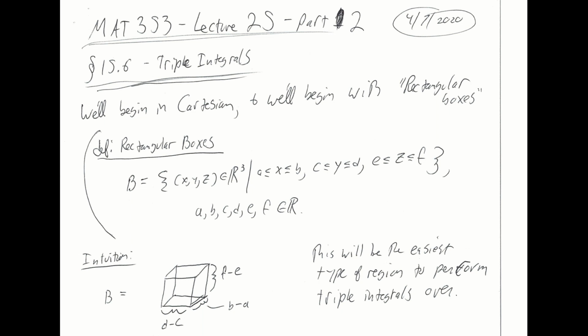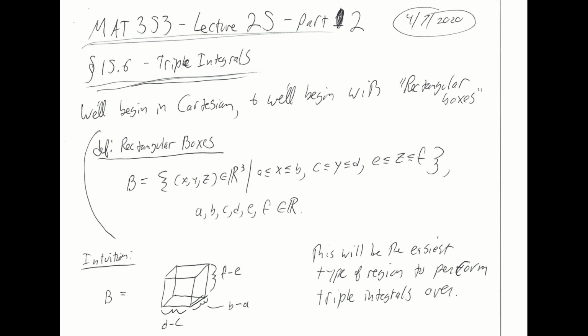But let's begin here in the easiest situation for triple integrals. These are triple integrals over rectangular boxes. Rectangular boxes are going to be the collection of all ordered triples in R3, such that x is bounded between two constants a and b, y is bounded between two constants c and d, and z is likewise bounded between two constants e and f.